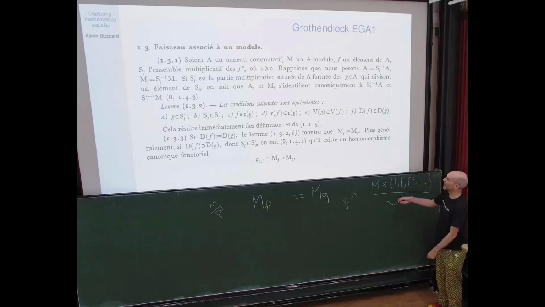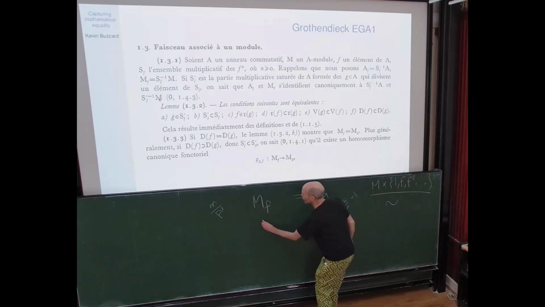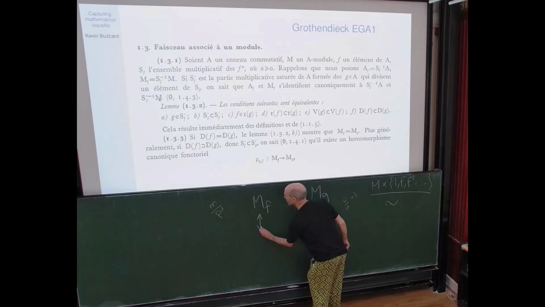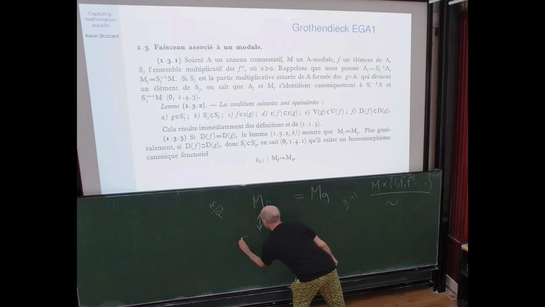And they're not equal. The argument that they're equal is just the lemma, s'identifie canoniquement. Yeah, exactly. So this is the issue. The point is that MF is not equal to MG, but MF is canonically identified with that thing there. So this is canonically identified with something that he calls S primed F inverse of M.